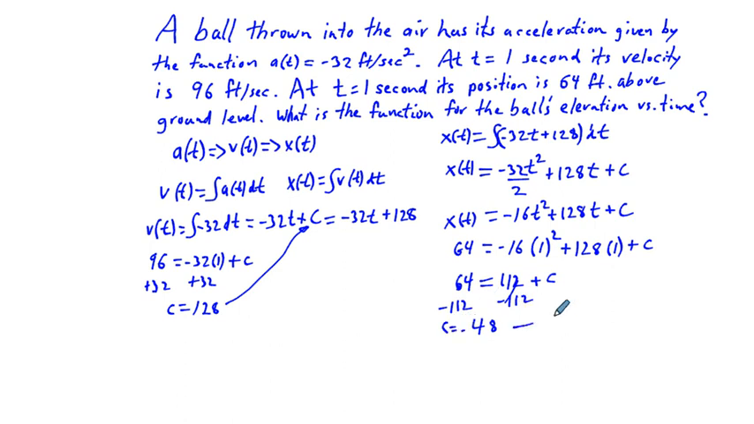So we go back up here, and it's going to be our position function, x of t is equal to negative 16 t squared plus 128 t minus 48. So it'll be starting below ground level.